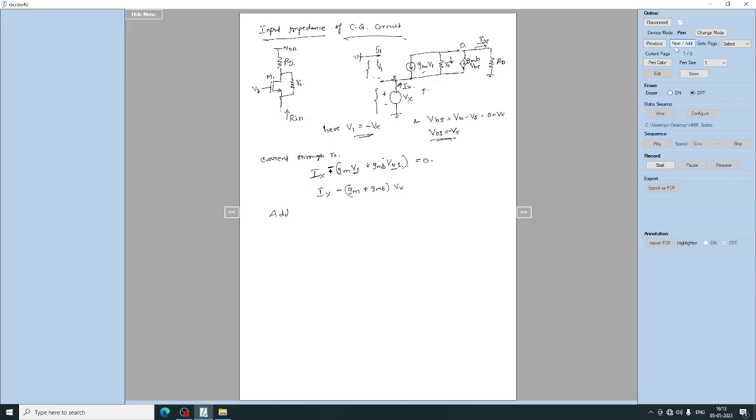Finally, adding up the voltage across R0 and RD, we get RD into Ix plus R0 into the current flowing through it, which is Ix minus (Gm plus GMB) into Vx.